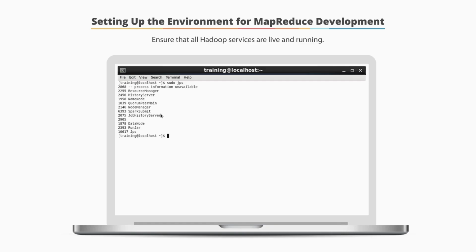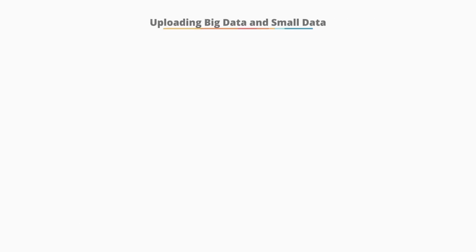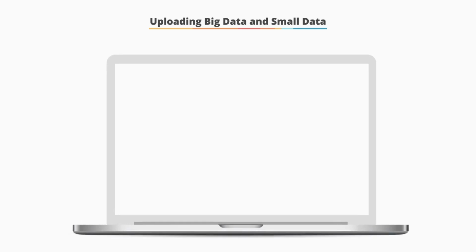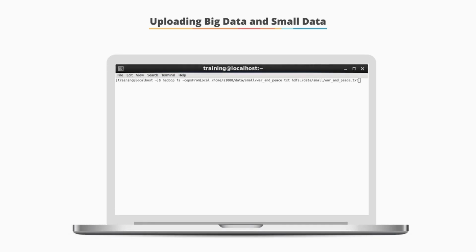as core services. Next, let's look at uploading big data and small data. The command to upload any data, big or small, from the local file system to HDFS is hadoop fs -copyFromLocal, and then the source file address and the destination file address.